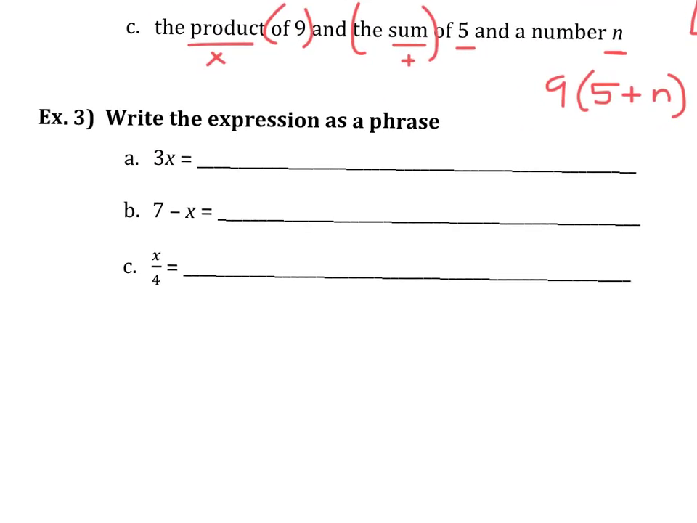So for this first one, it's 3x. How would you write that as a phrase? 3 times x, is that what you said? You can't say 3 is the product of x, but you can say the product of 3 and x, right? So that would be 1, the product of 3 and x. Or you can say 3 times x would be another way to say it.